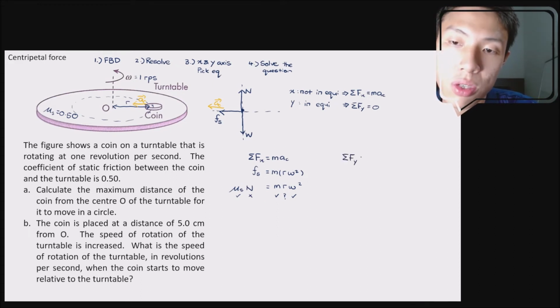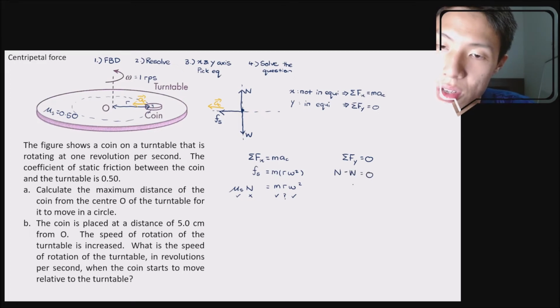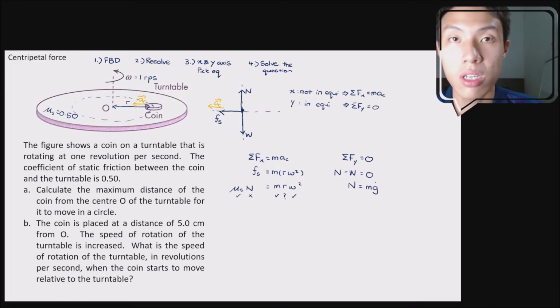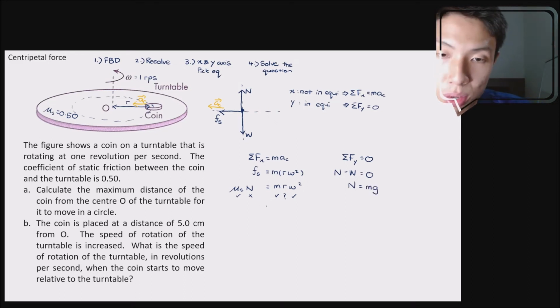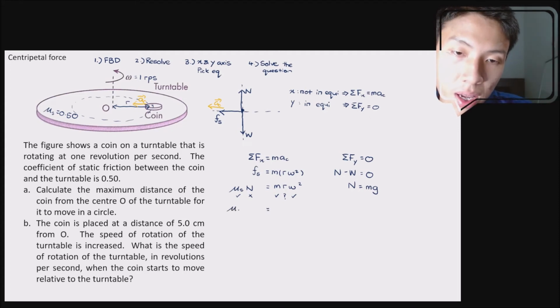Sum of Fy is equal to 0. You can take the forces at any side minus the forces at the other side. So I can take normal minus the weight of the coin. So the normal equals mg, the mass of the coin times the acceleration due to gravity. Now we know this already, we can bring in mg to replace our normal, and we can cancel out the m. Right now, if you want to get r, then that will be mu s divided by omega square.